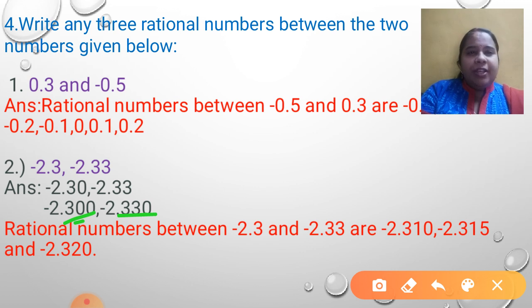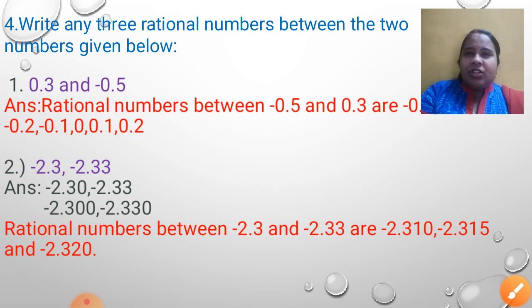Between them you write any three numbers. So I have written here minus 2.310, minus 2.315, minus 2.320. Now this is the reason I told you it can have n number of answers. You might feel that you are not going to write 310. You can write 312, 313, 317. Any number between 300 and 330 you can write and get the answer. Okay, so I hope this is clear to you, how to write rational numbers between any two given numbers.